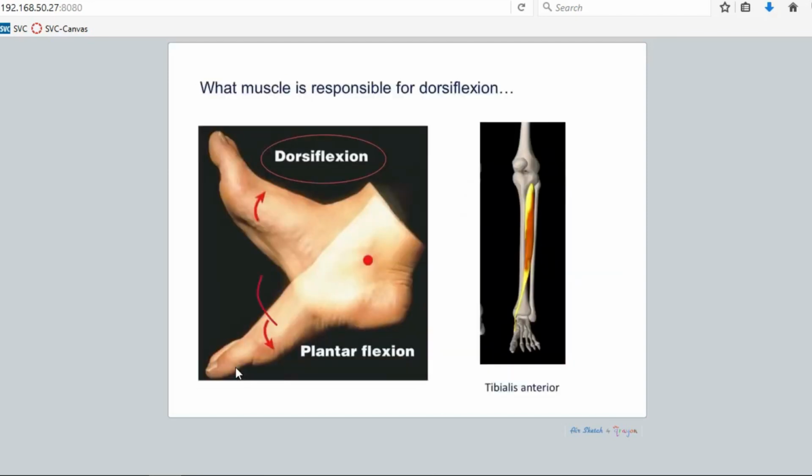So if there's plantar flexion lifting up on that joint, what about dorsiflexion? Well, that's the job of this muscle right here on the anterior side of the shin. This is the tibialis anterior, and when it contracts, it pulls the toes up and results in dorsiflexion.